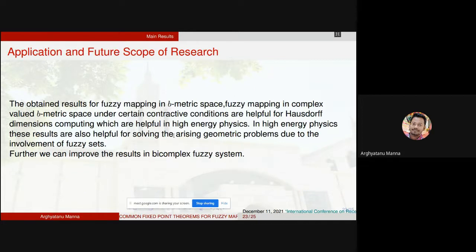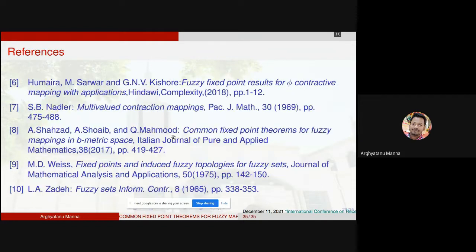Application and future scope of research. The obtained results for fuzzy mappings in geometric space and complex valued geometric space under certain contractive conditions are helpful for Hausdorff dimension computing, which is helpful in high energy physics. These results are also helpful for solving the arising geometric problems due to the involvement of fuzzy sets. Further, we can improve the result in bicomplex fuzzy systems, and these are the references.